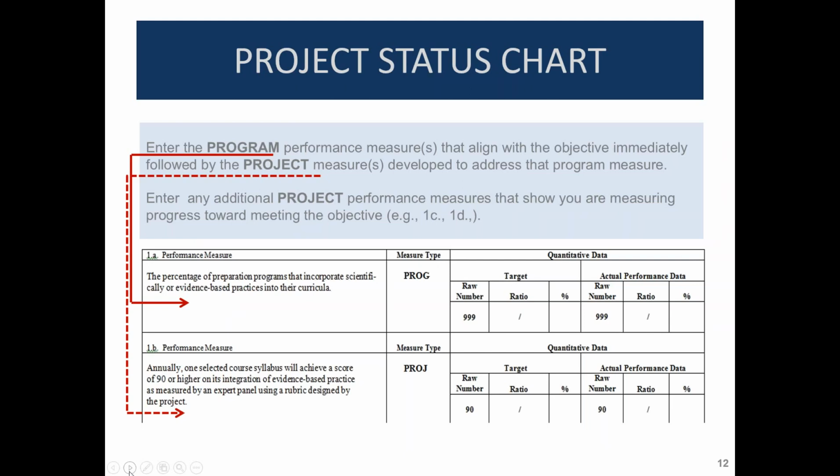Then enter in any additional project performance measures for the objective in the following rows along with the corresponding data. There will be some additional examples later in this webinar.